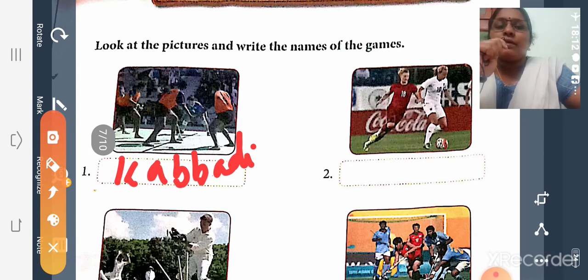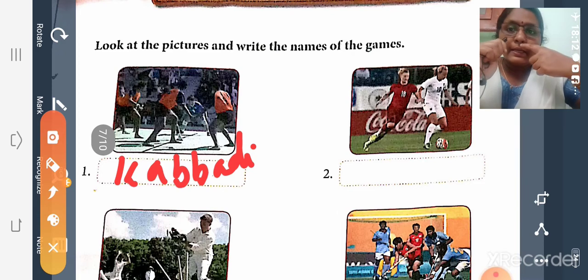In Indian states, Kerala also plays this game: Andhra Pradesh, Bihar, Haryana, Karnataka, Kerala, Maharashtra, Odisha, Punjab, Tamil Nadu, Telangana, Uttar Pradesh, etc. Kabaddi is played in Kerala also. So Kabaddi is a national game of Bangladesh.